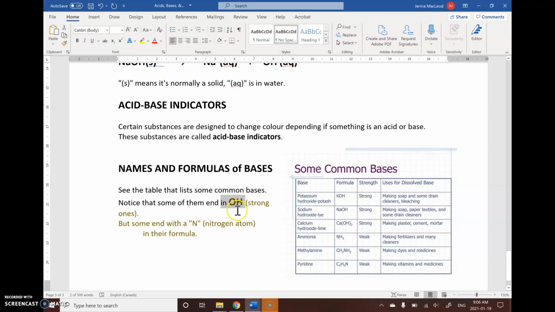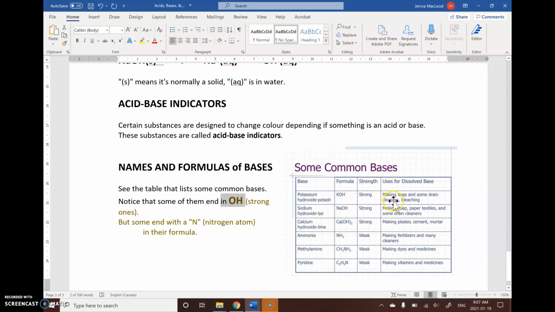When you see a formula like potassium hydroxide here, you see the OH group, and that tells you that they're bases. Some end with an N, so they might have a nitrogen atom in their formula. For example, ammonia is a very strong base, methylamine is a base, and so is pyridine. But the OH group is what I would only ask you to identify as a base.